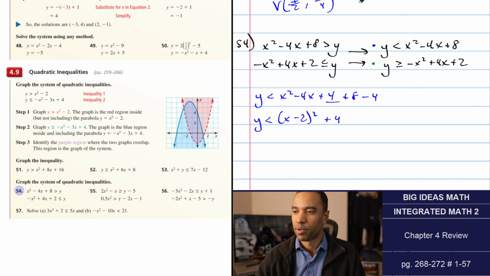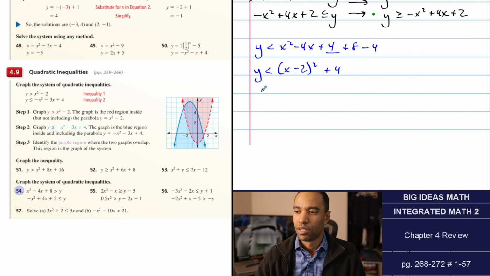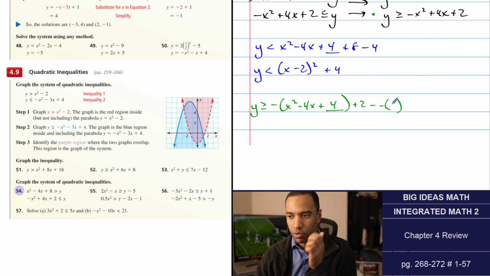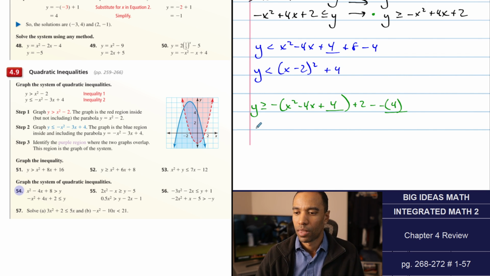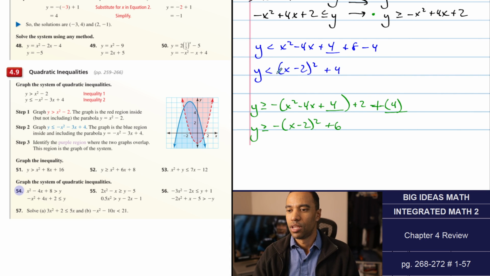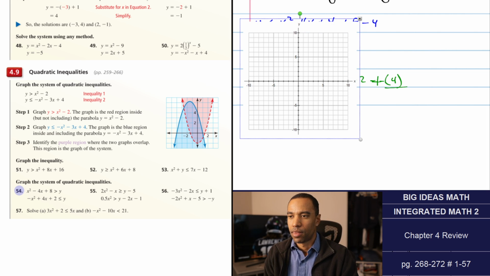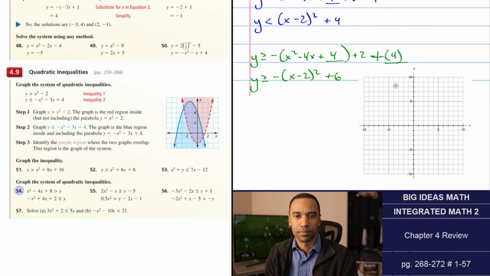I'm going to give myself a little more room, actually. I'll graph on the right side. Y is greater than or equal to, factor the negative out. You get x squared minus 4x plus blank, plus 2 minus the opposite of said blank. That'll be a 4. We just saw that from the previous one. So this will be y is greater than or equal to negative x minus 2 quantity squared plus 2 plus 4, which is plus 6. So we're going to be graphing both of these guys here. So let's see what those look like.